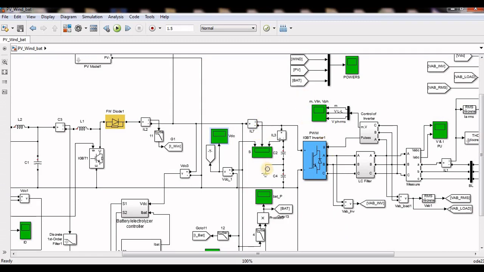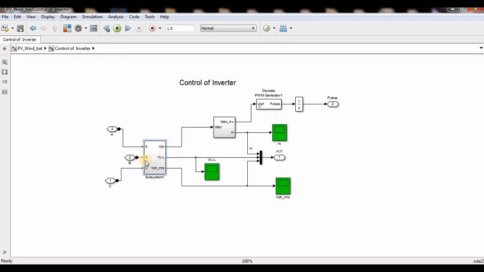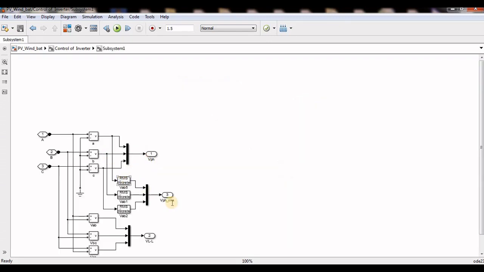And once the DC link voltage is fixed, then I can easily regulate my inverter voltage. See, from the inverter I am measuring both phase voltages and line voltages.